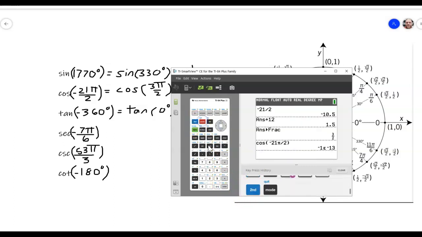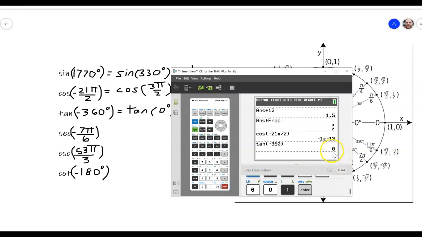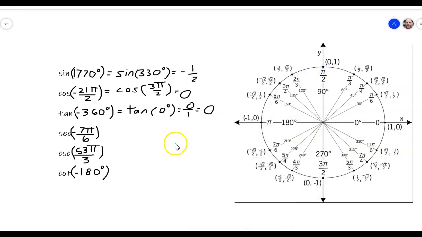And the tangent of negative 360 is equal to 0. All right. Now the secant of negative 7 pi over 6, we're going to use coterminal angles to rewrite that fraction as an angle between 0 and 2 pi.